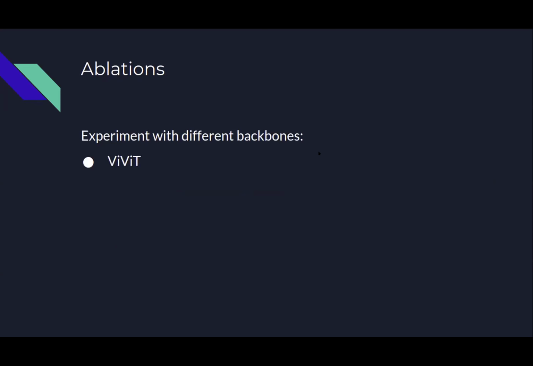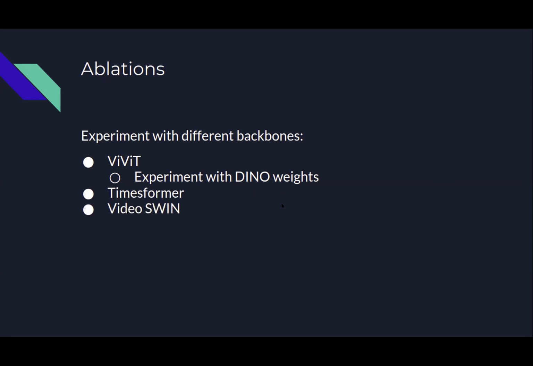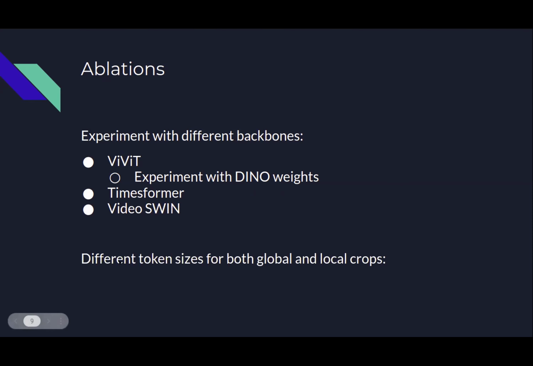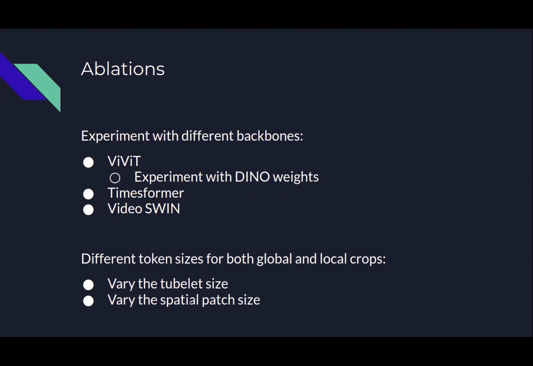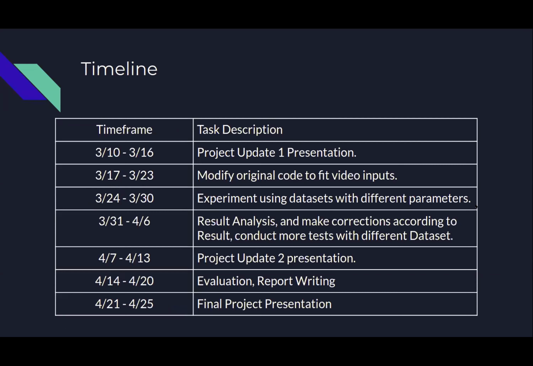For ablation studies, I've mentioned several times, we're experimenting with different backbones. Specifically with video vision transformer, we can experiment with using the original Dyno weights since they use the vision transformer, and that might help us preserve some of the object segmentation that they get in their paper. We'll be using TimeSformer and Video Swin, and then we can also experiment with different tubelet and token sizes for the global and local crops. And we can also vary the spatial patch size.